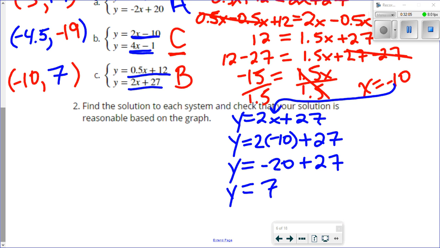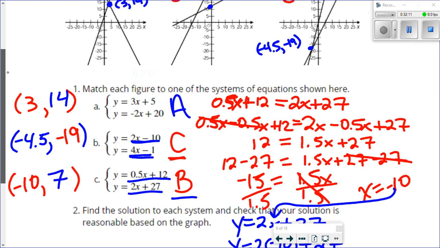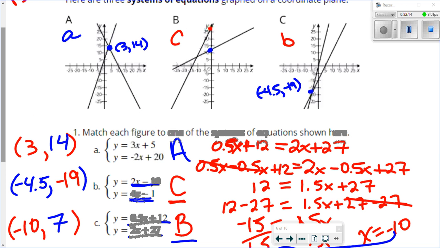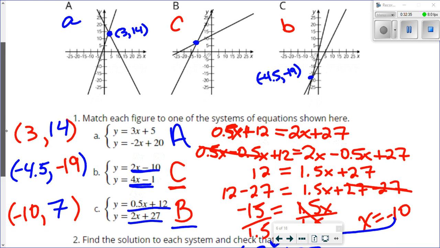And let's double check on graph B that the point of intersection should be about negative 10, 7. So let's have a look. If I go left 10, up approximately 7, there we go. There we have our point of intersection. So we are confirmed that graph B does in fact match system C, or the third system. And we proved that algebraically here.